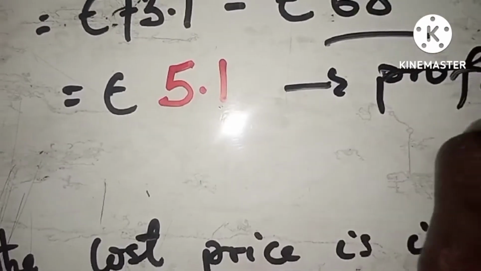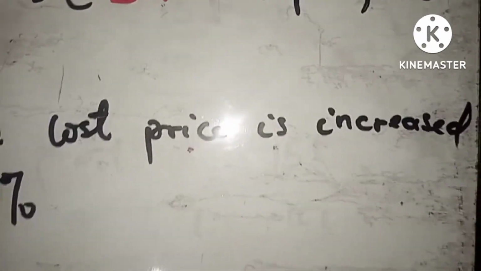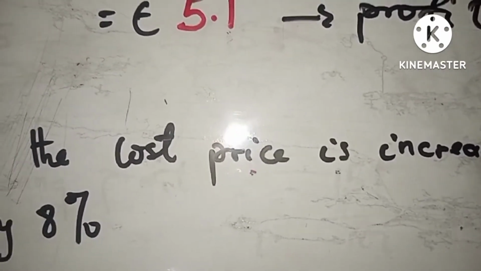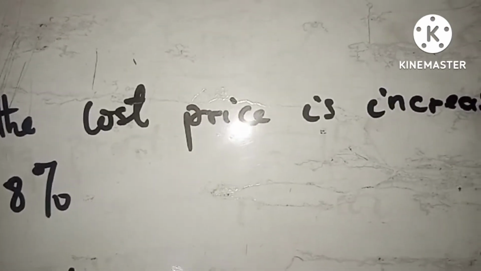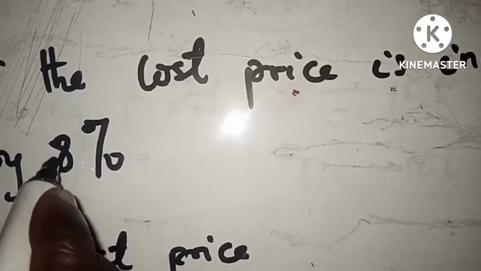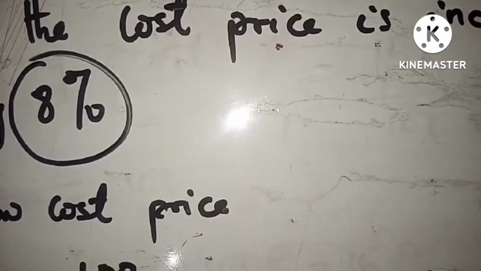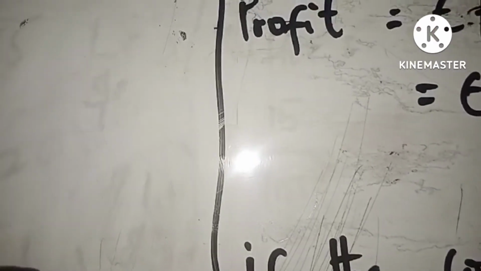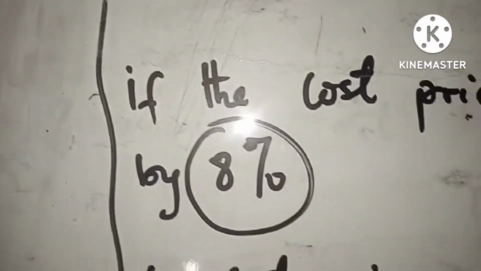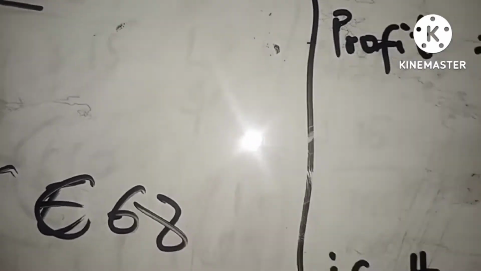Is that okay? So this is just a simple profit. Now the question further says that the price of the same item in the following week increased by 8%. What is the price of the item initially? Initially, it's 68 euros, which is equivalent to 100%. So this is the original cost.